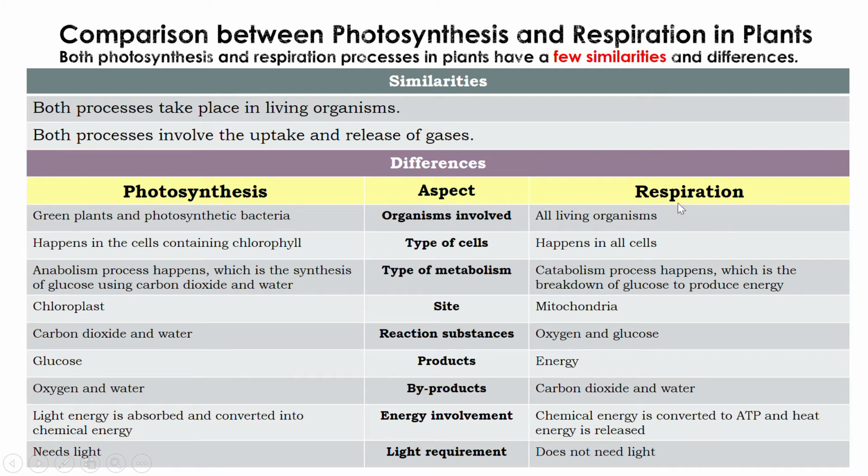Okay, for respiration, as long as we are living things, we are organisms, therefore respiration will happen in the cells, in all cells. But for photosynthesis, only in cells containing the green pigment, namely the chlorophyll. Type of metabolism. Okay, for photosynthesis, remember it is an example of anabolism.